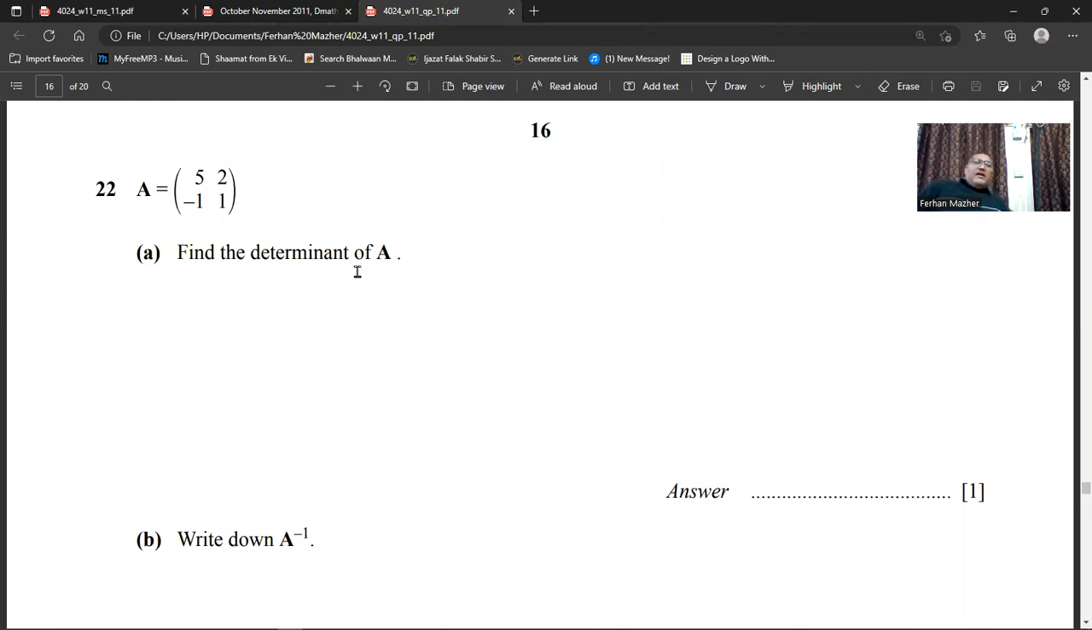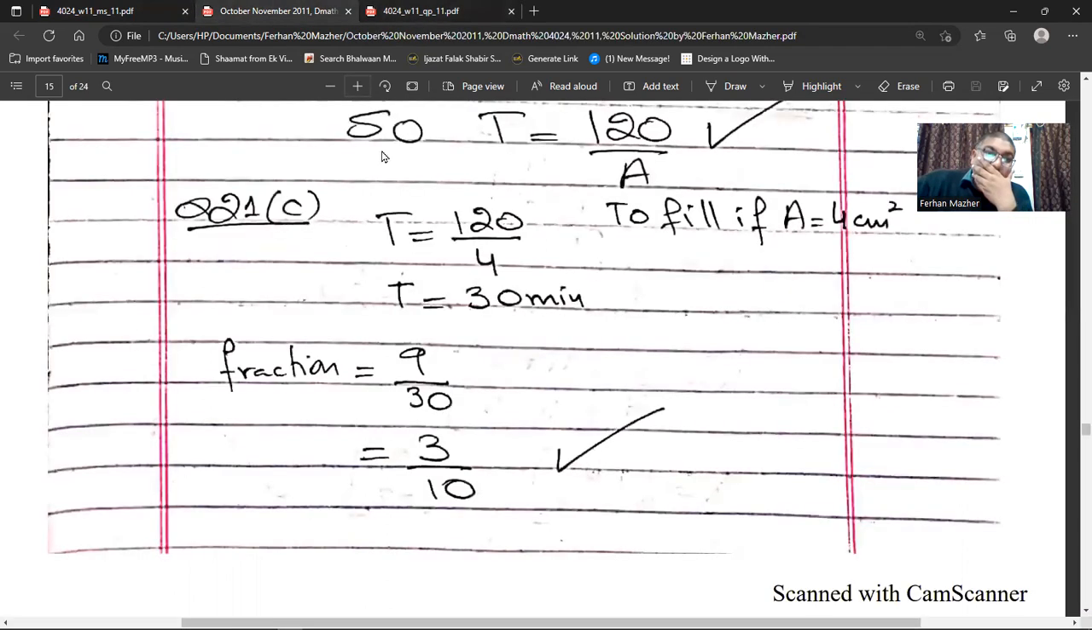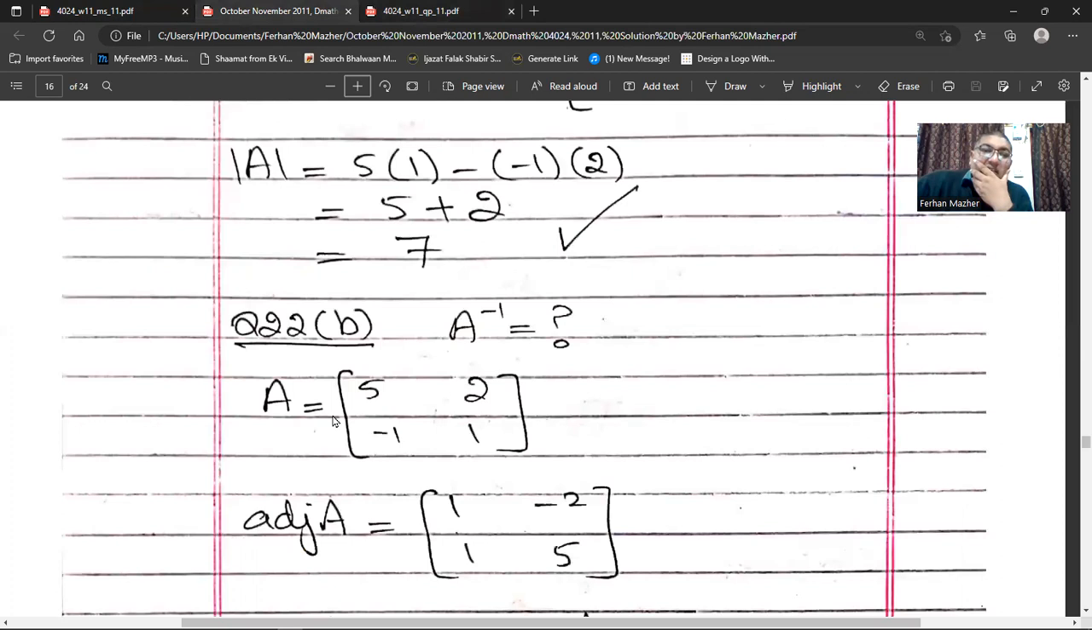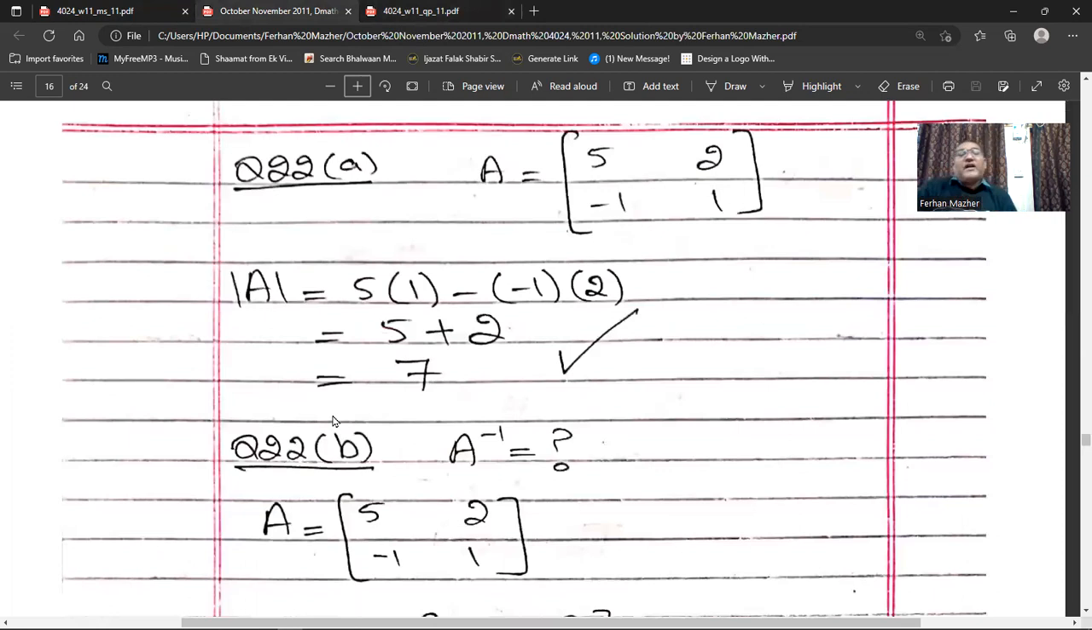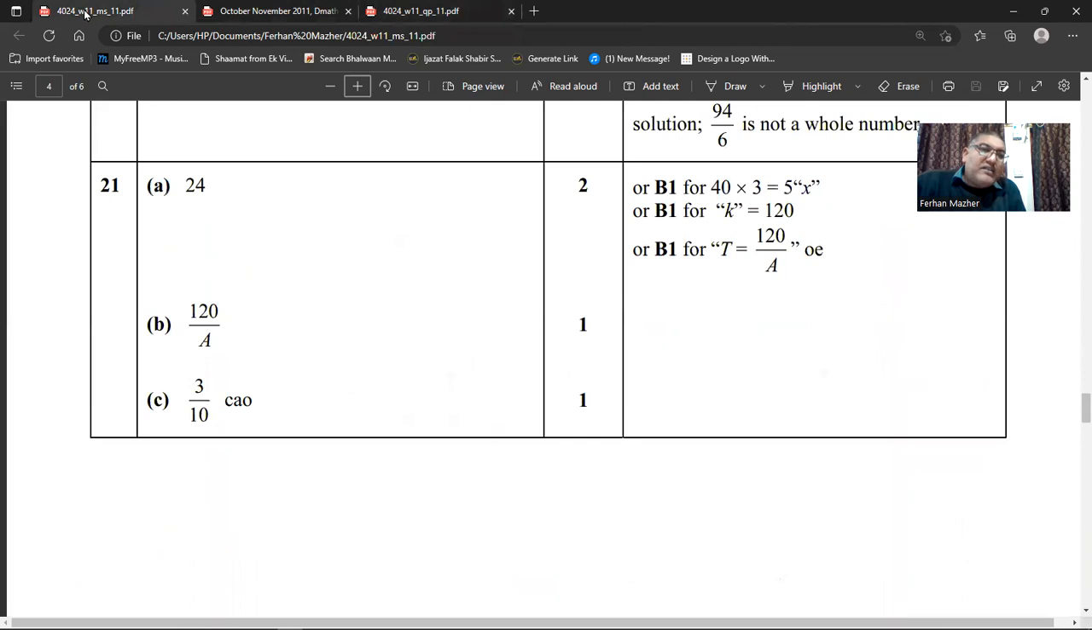Then we have question number 24. A matrix is given and it says find the determinant of A. So you will multiply along this diagonal, then minus, then multiply along the other diagonal. So 5 into minus 1, minus, bracket, 1 into 2. This is how you will find this determinant. 5 into minus 1 minus 1 into 2, so it will become 5 plus 2. So the determinant will be 7.